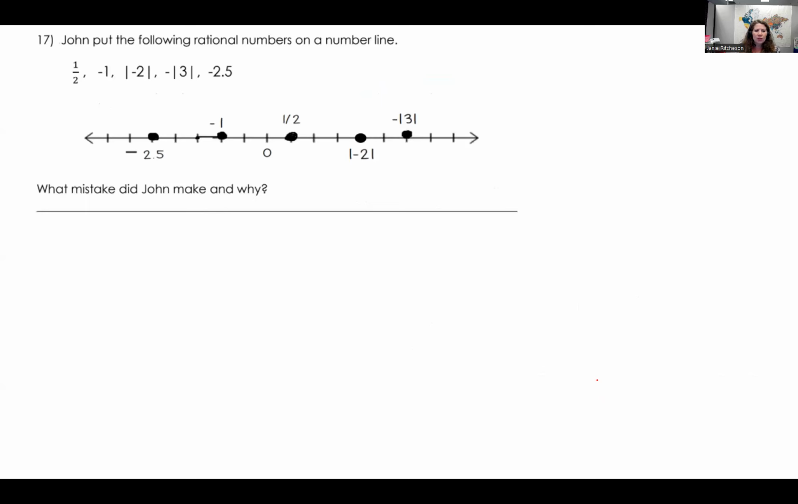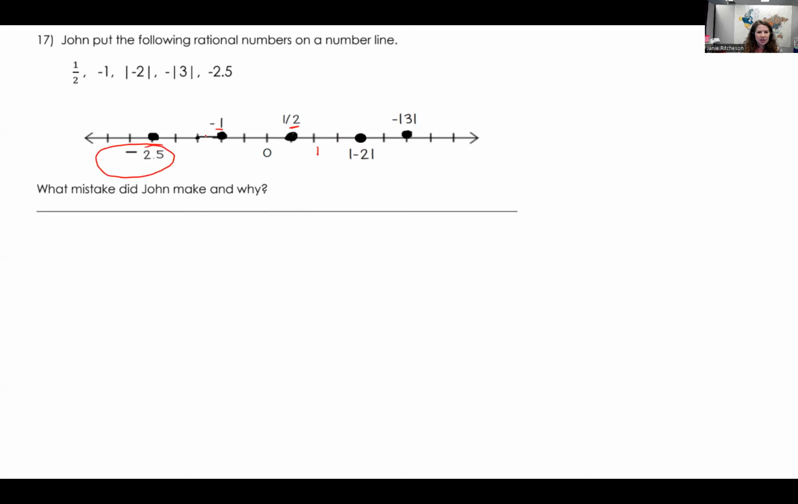John put the following rational numbers on the number line. What mistake did John make? Well, let's see. This is 0, 1, 1/2, 1, 2, 3. Well, if this is -1, this can't be -2.5. This has got to be -2. So this one's right. If -1 is right, 1/2 is right. So this will be 1, and this will be 2, which is the absolute value of -2. And this would be 3. So the only one I don't agree with is this one, right?